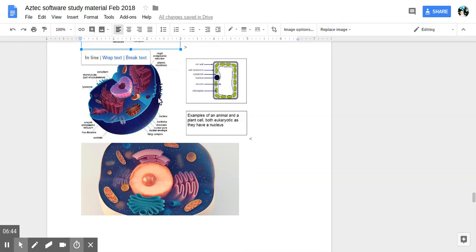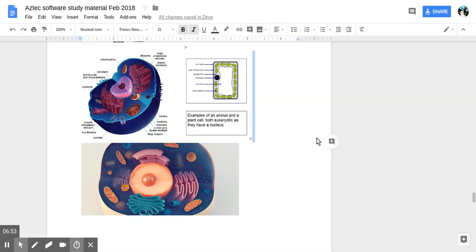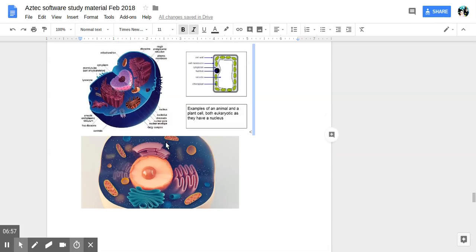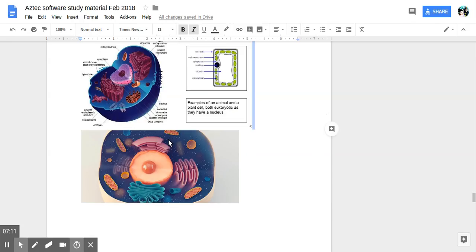Plant and animal cells are eukaryotic because they contain a nucleus which envelops all the genetic information within the nucleus. Prokaryotes just don't have a nucleus, so their genetic info is just within the cytoplasm. So this diagram.